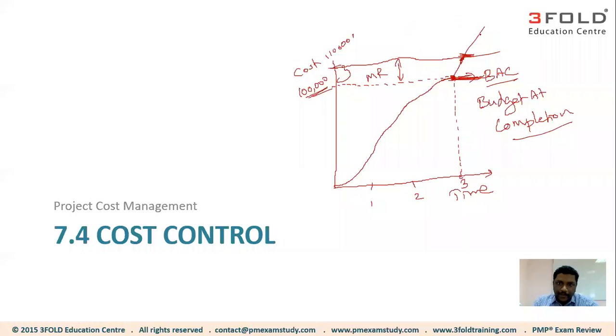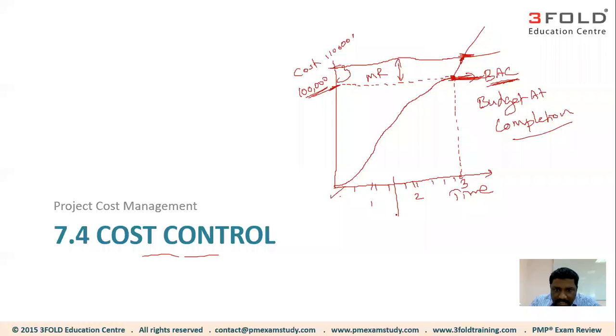Anyways, let's continue. All right, so this is the working budget or BAC, budget at completion. What I'm trying to say is this. When you say I'm doing cost control, what that basically means is you had started the project and you are somewhere in this timeline, isn't it?